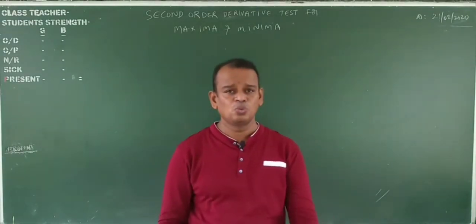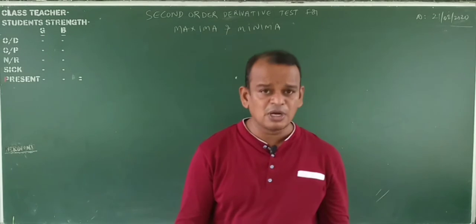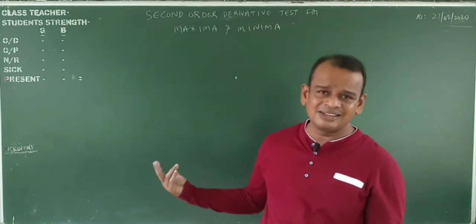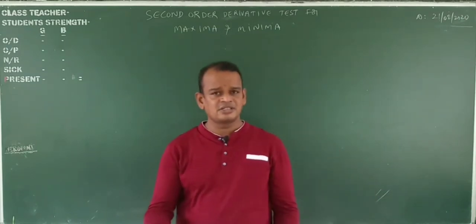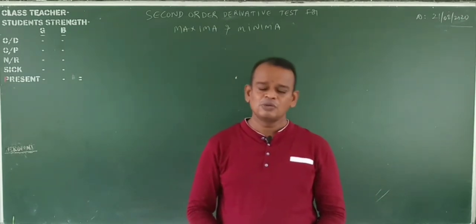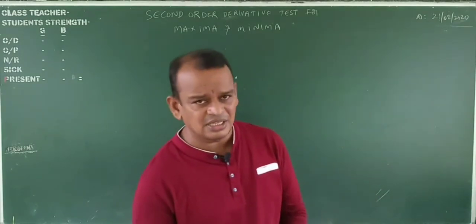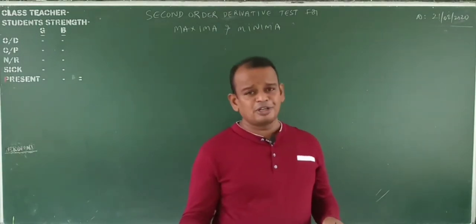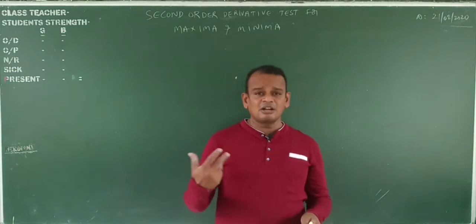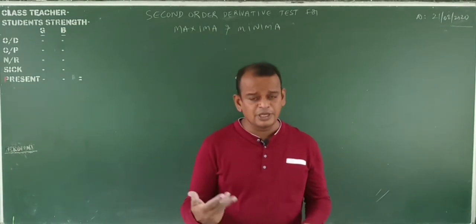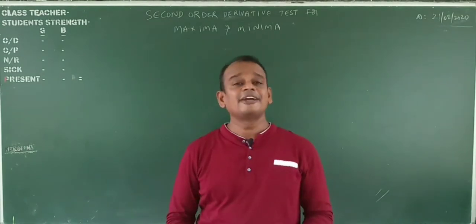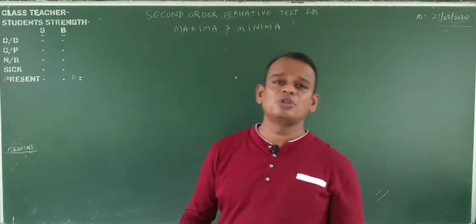How to find the maximum value and minimum value? Before, we learned the first order derivative test. That is one type of process, and that is also a very easy way. But from the examination point of view, they cannot ask using the first order derivative. Must and should, you will go through the second order derivative test, 100%. How to do the problems?